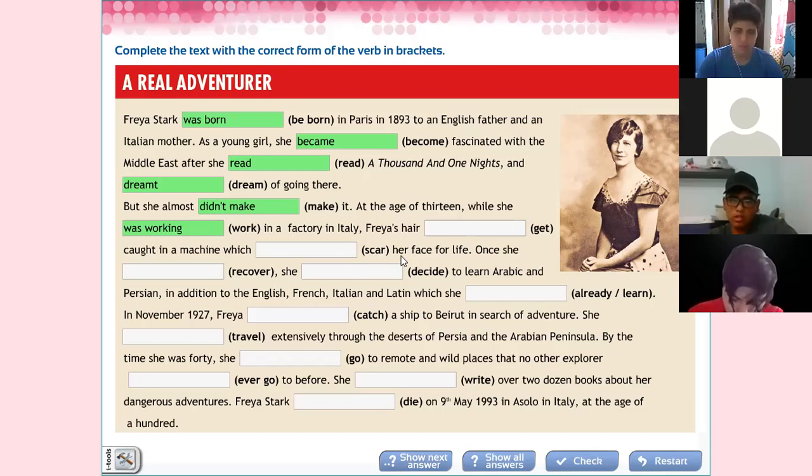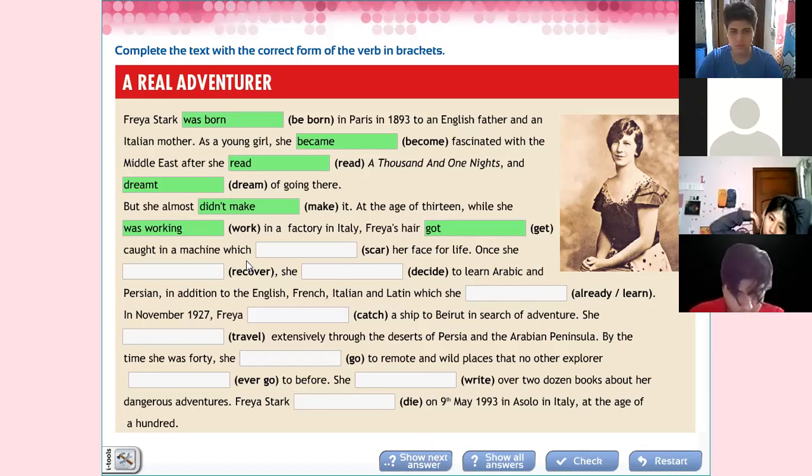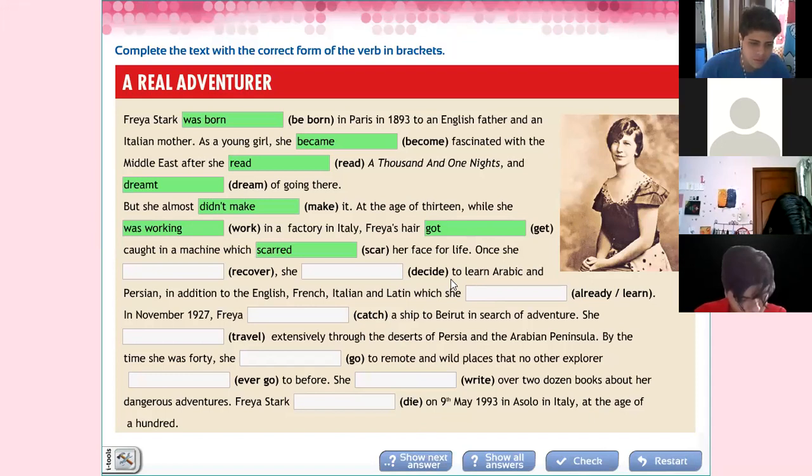Vaquerizo Tenorio, continue. In a factory in Italy, Freya's hair got caught in a machine. It's like Michael Jackson. Remember, he was doing a commercial for Coca-Cola. His hair caught fire, no? In a machine, which scarred her face for life. Wow, incredible.